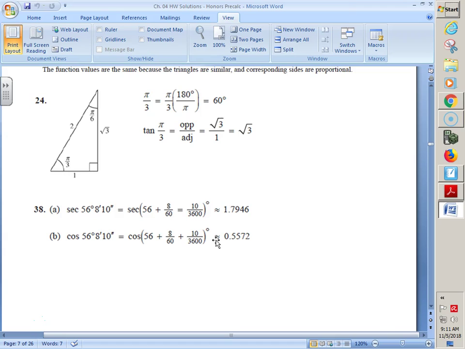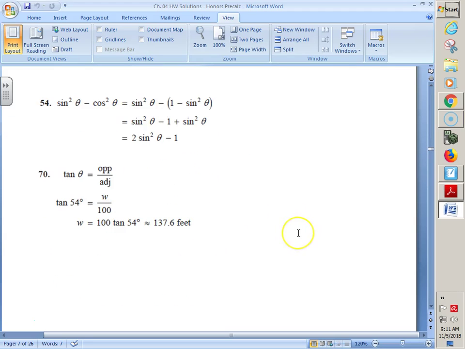But wait a minute. Doesn't your calculator do degrees and minutes and seconds? Did you have to do this? No. Wait, how do you do secant in your calculator again? 1 divided by, you have to use the reciprocal property. 1 divided by cosine of. And then that was just a plug and chug, right? 54.